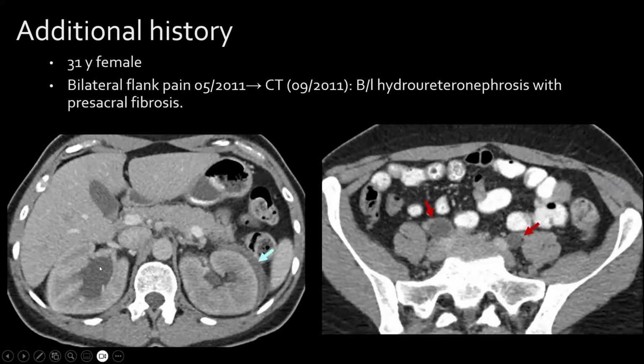So this is how it looked preoperatively. There was some stranding around the kidneys, left more than the right. And these are the dilated ureters, still images again. And this is the retroperitoneal fibrosis because of IgG4.